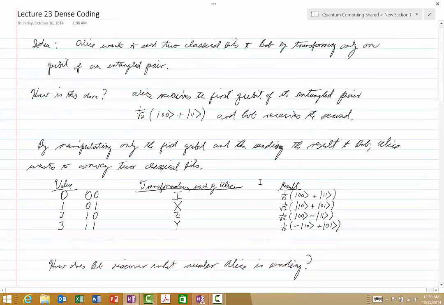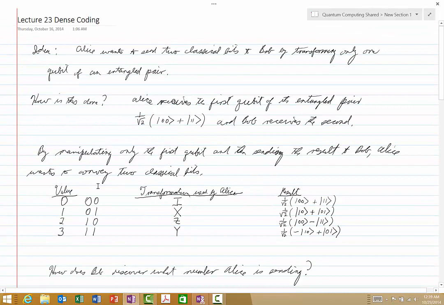Now I will remind you that in the dense coding algorithm, Alice is wanting to send a classical number, a 2-bit classical number. It's one of these four, 00 or 01 or 10 or 11. And in the usual dense coding algorithm, these transformations here are the transformations that she would apply in each of those four different cases. These are the transformations that she would apply to her first qubit of the entangled pair that she and Bob have. And so the transformations are in the order I, X, Z, Y.